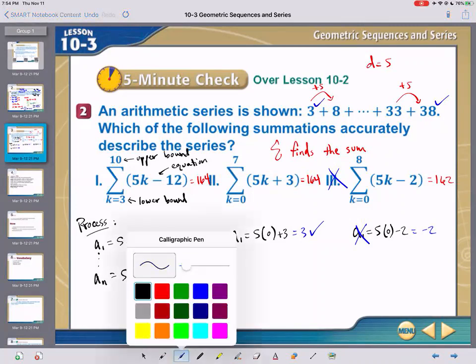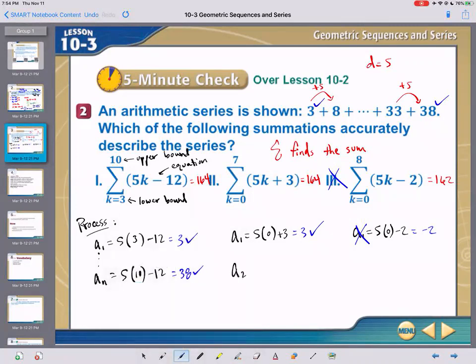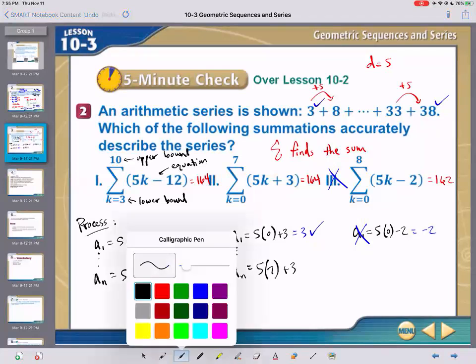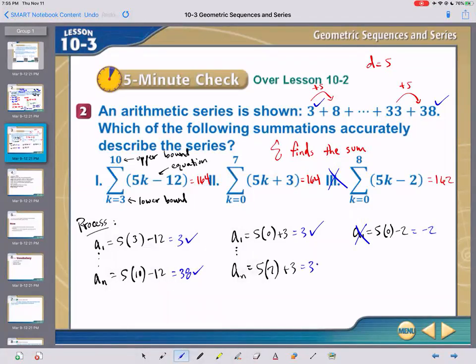If I check my second sigma, whoops, an, not a2, an, I'd be plugging in the upper bound, which is 7. 5 times 7 is 35, plus 3 equals 38, exactly what it's supposed to equal. So it appears that both the first and the second are true, whereas number 3 is false. So 1 and 2 are true.